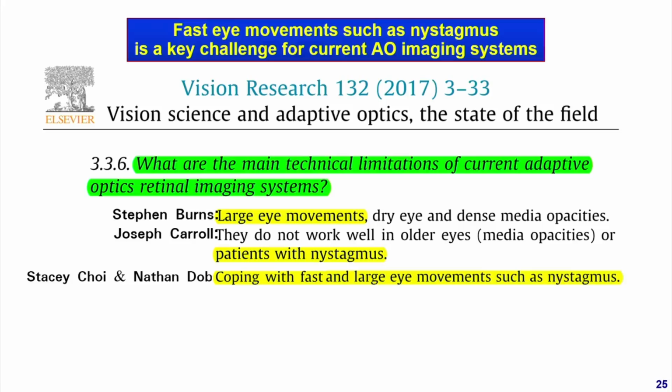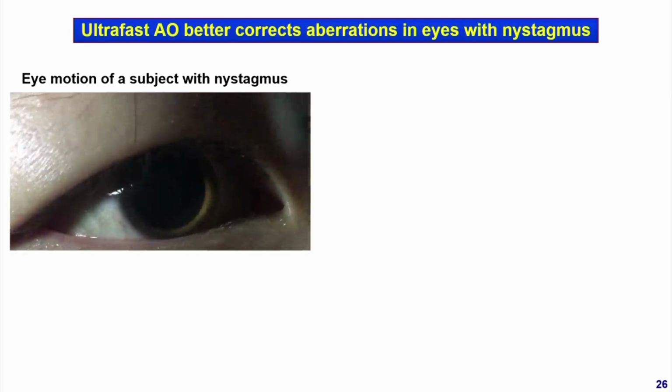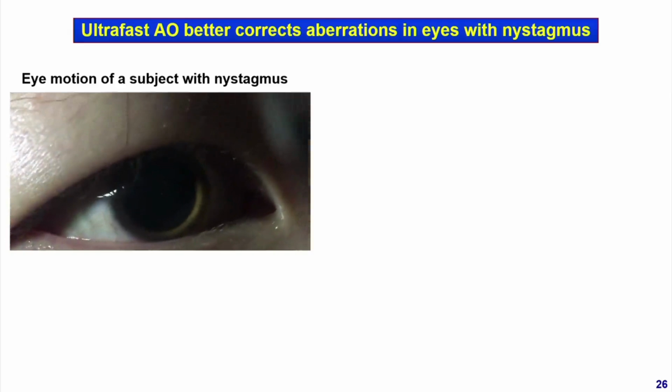Imaging in eyes with fast and large eye movements such as nystagmus is a key challenge for current AO systems, as pointed out by many experts in the field. We found that ultrafast AO can better correct aberrations in eyes with nystagmus. This video shows the eye motion of the subject.